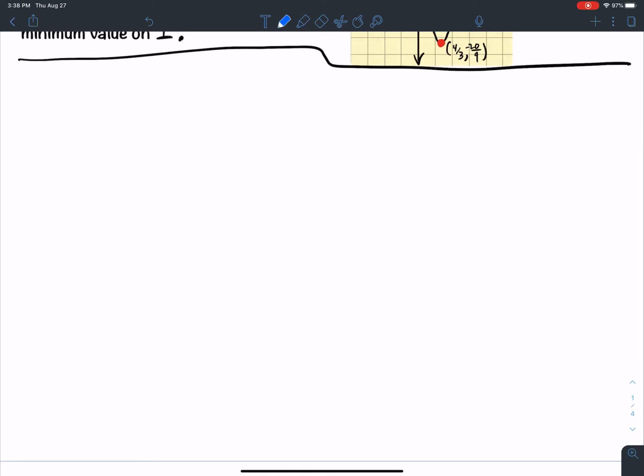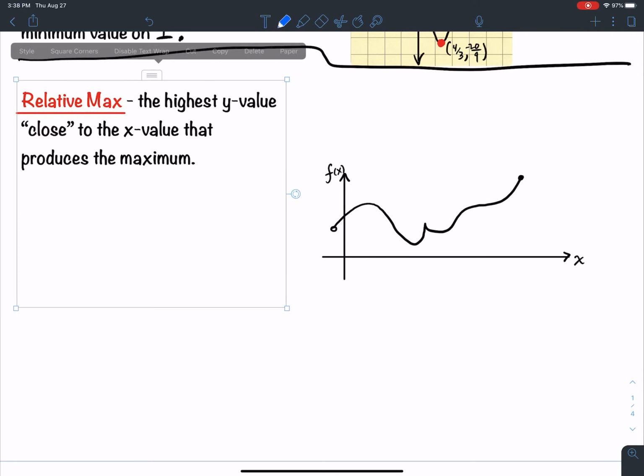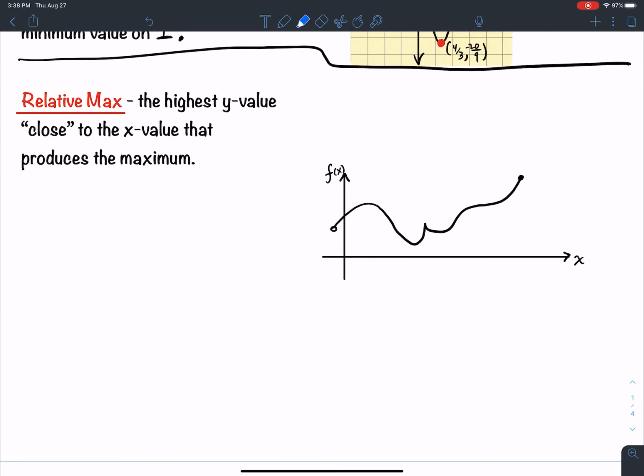Okay, so in this video, we're going to talk about relative maxes and mins. We're going to take a function here, and we just have a graph. So the definition of relative maximum: the relative maximum is the highest y value close to the x value that produces the maximum.